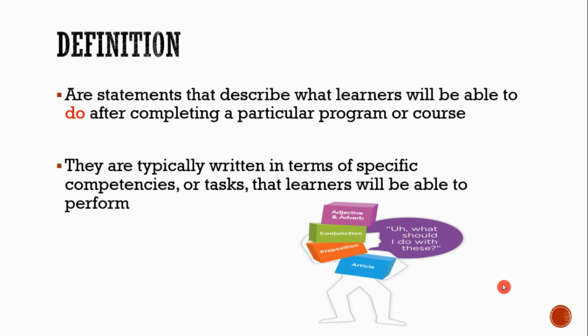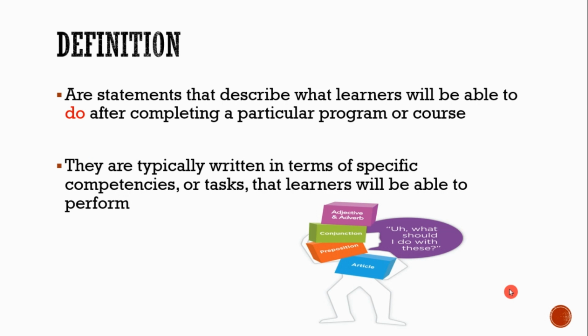So to start, we need to understand what we mean by learning outcomes. And these are statements that describe what learners will be able to do. So you're focusing on performance, the ability of a learner to be able to do a particular task, and usually after completing a particular program or occupation.